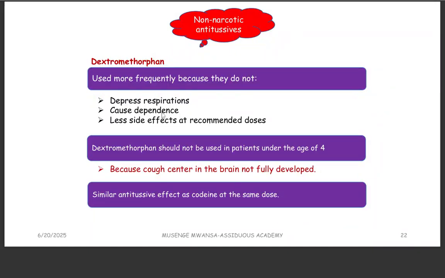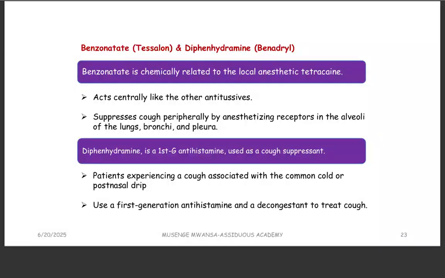And then for the non-narcotic, we have got dextromethorphan, which is used more frequently because it does not depress the respiratory system, it doesn't cause dependence, and it has got fewer side effects at recommended doses. Dextromethorphan should not be used in patients under the age of 4 because the cough center in the brain is not fully developed. It has got a similar antitussive effect as codeine at the same dose.